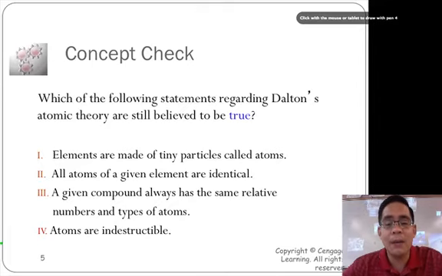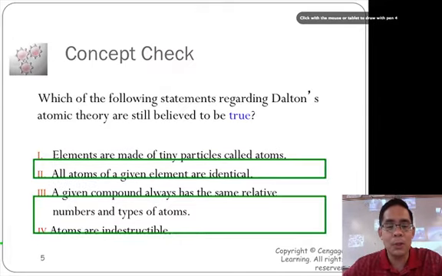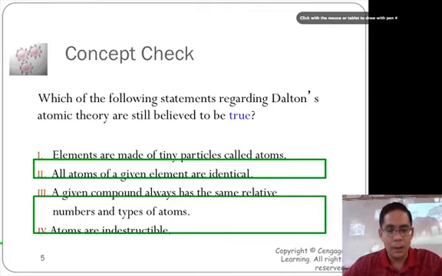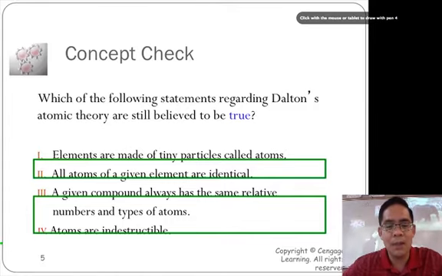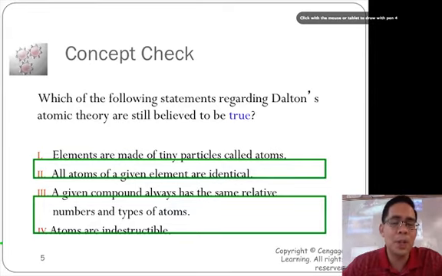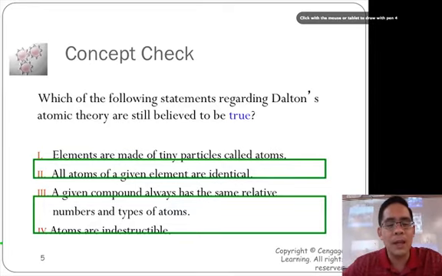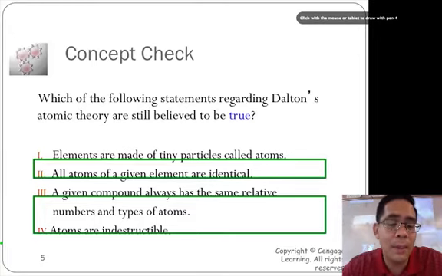So as it turns out, the first one is still believed to be true. A given compound has the same relative number and types of atoms. So it's supposed to highlight number 3, not number 4 there, so I apologize. And those two are still true. The idea that atoms are indestructible, that's not so true anymore. Oh wait, these things actually got shifted. I'm actually supposed to highlight 1 and 3.